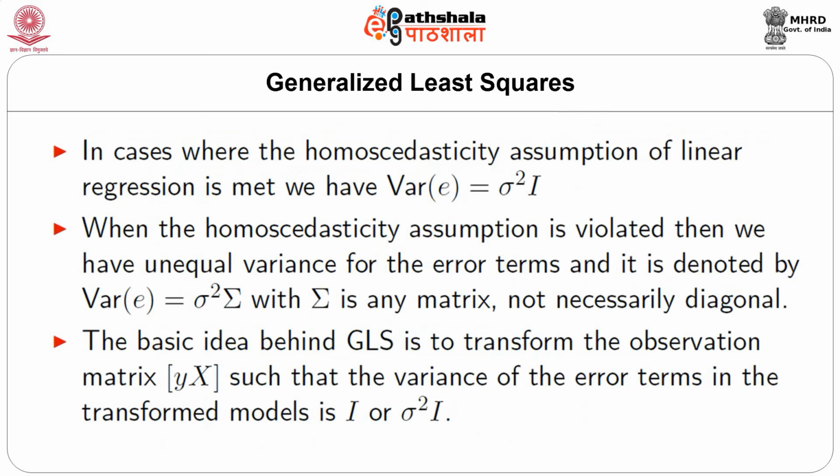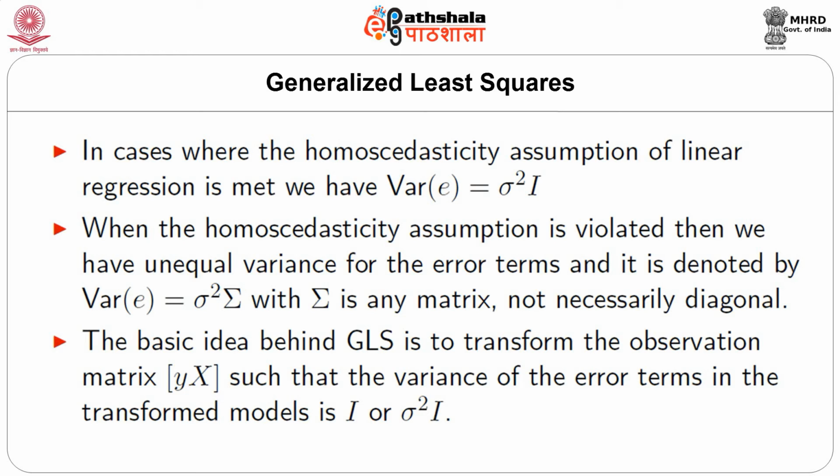Now, in cases where the homoscedasticity assumption of linear regression is met, we have variance of epsilon equals sigma square I. But when the homoscedasticity assumption is violated, then we have unequal variance for the error terms, and then we can denote the variance of epsilon as sigma square Sigma, where Sigma is any matrix which is not necessarily diagonal, and even if it is diagonal, the diagonal elements are all unequal.